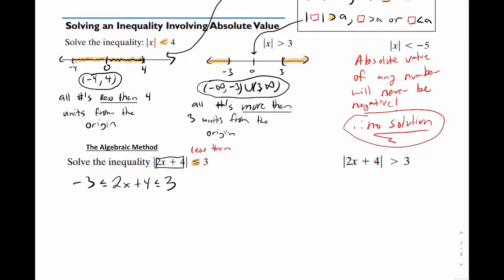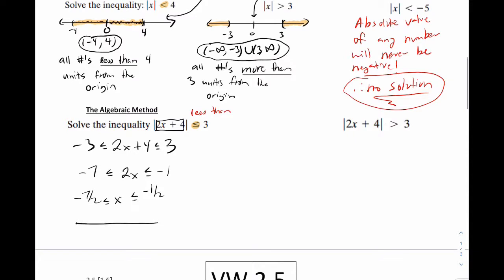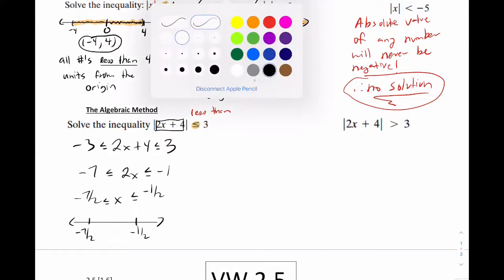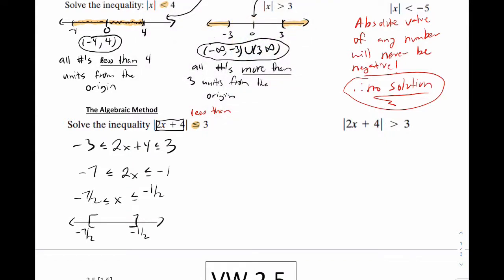So just subtract 4 from everything. Divide by 2. And there we have it. And if you do it right, you should notice your answers should be going into each other, which they clearly are. And as an interval, we would just simply write -7/2 to -1/2. So there's our answer in 3 forms. Here's an inequality, an interval, number line.